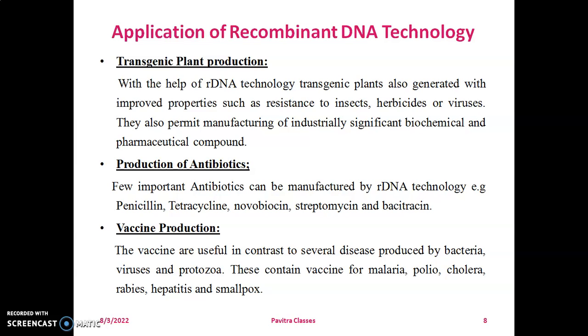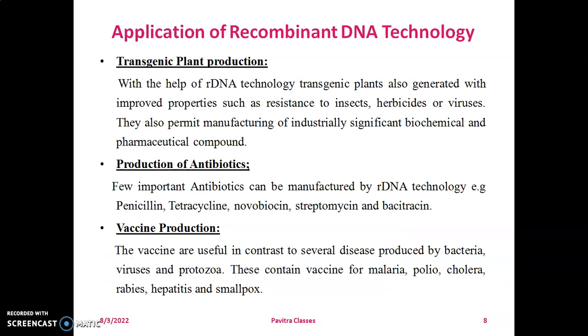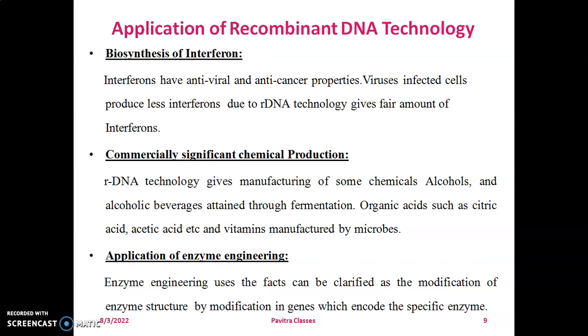Next is vaccine production. Vaccines are useful against several diseases produced by bacteria. Killed and attenuated vaccines are used against bacteria, viruses and protozoa. These vaccines are made especially for malaria, polio, cholera, rabies, hepatitis and smallpox. Vaccine production can be done with the recombinant DNA technology, which is used to kill and to attenuate the organism.